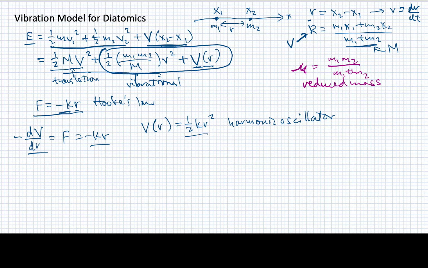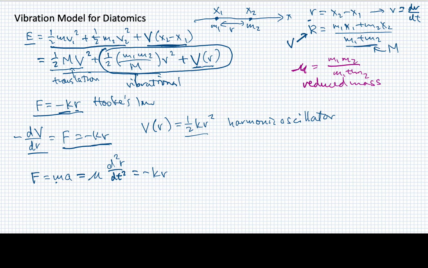All right, so let's examine this a little bit and see if we can understand something about the motion of this harmonic oscillator. We have this expression for Hooke's law for force, but we also have Newton's law of force that says force is equal to mass times acceleration. Now, in this case, the mass is the reduced mass, and the acceleration is d squared r dt squared. And this is equal to minus kr.